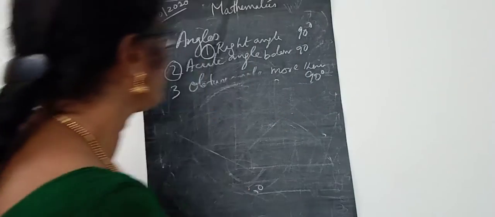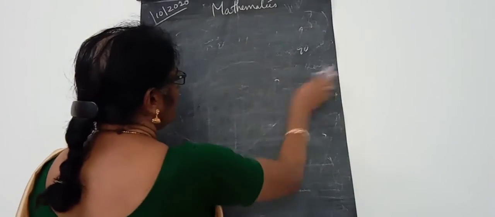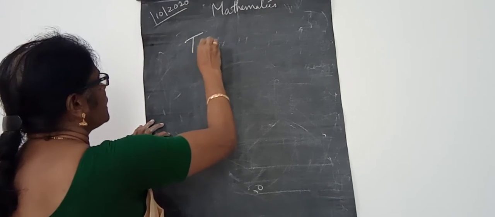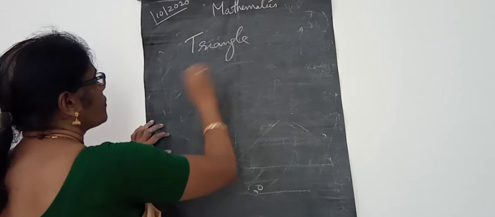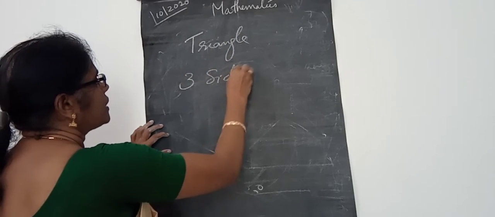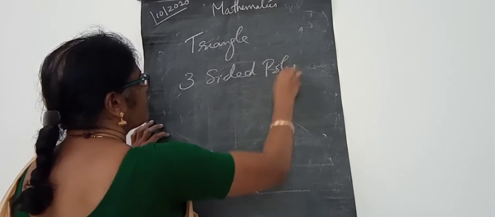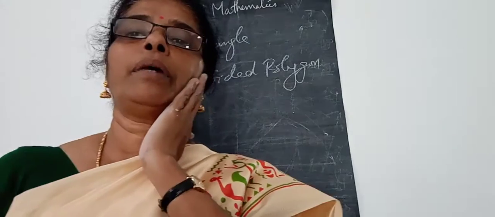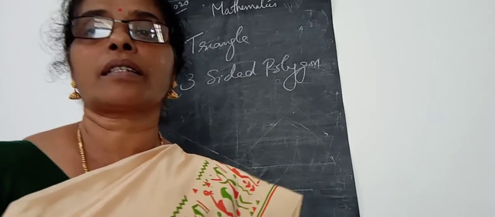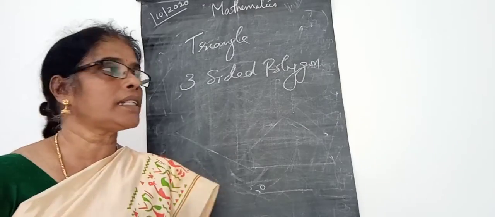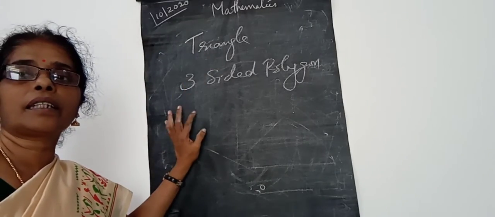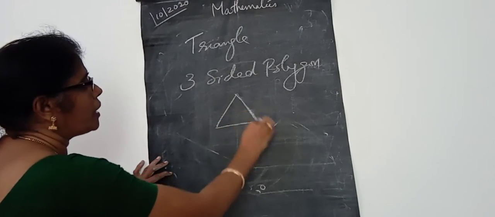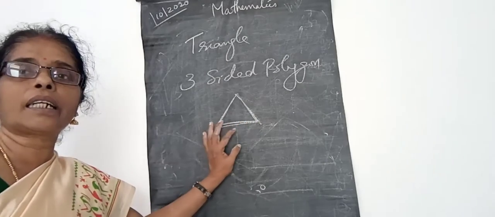The next one, triangles. A triangle is a three-sided polygon. Polygon means what, children? A polygon is a figure made by line segments. Here a triangle is a three-sided polygon, and the three sides are made by line segments.